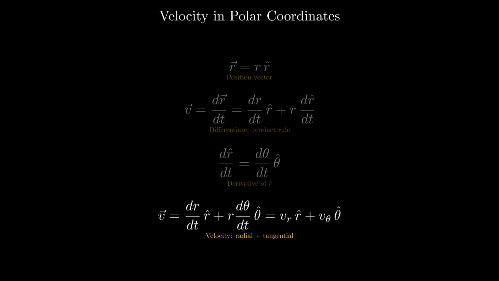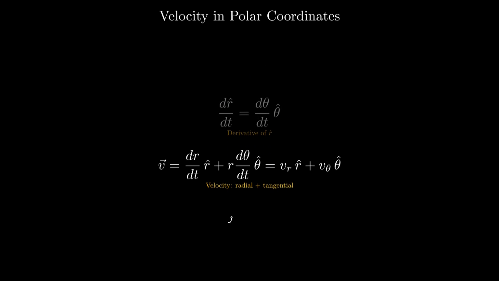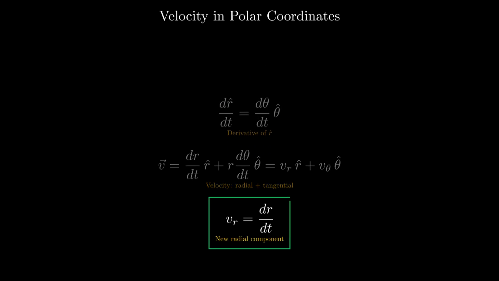So velocity is no longer purely tangential. It now carries a radial component. V sub r equals dr dt. That radial piece is exactly what circular motion was missing.